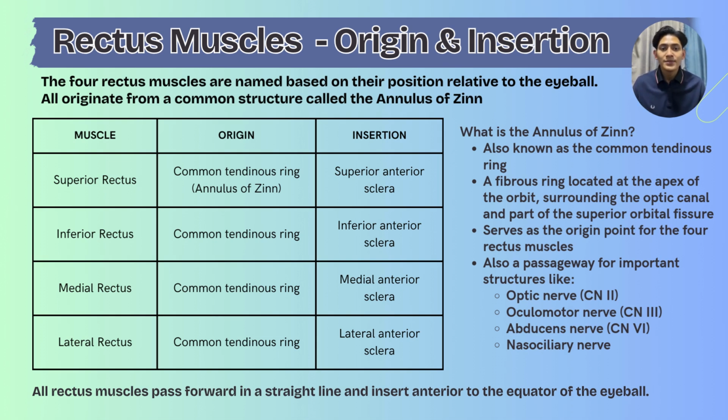The annulus of Zinn also surrounds two important openings, the optic canal and part of the superior orbital fissure. These are like tunnels that allow important nerves and blood vessels to enter the orbit. The nerves that pass through or near this ring include the optic nerve, which brings vision from the eyes to the brain; the oculomotor nerve, which controls most eye muscles; the abducens nerve, which controls the lateral rectus muscle; and the nasociliary nerve, which gives feeling to part of the eyes.